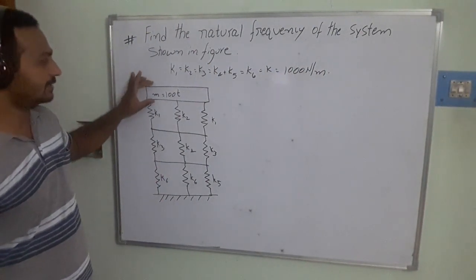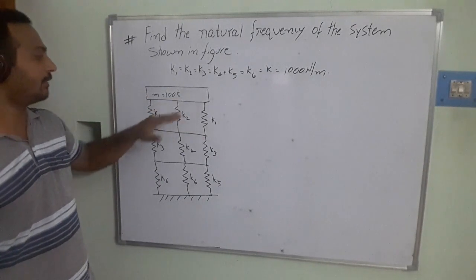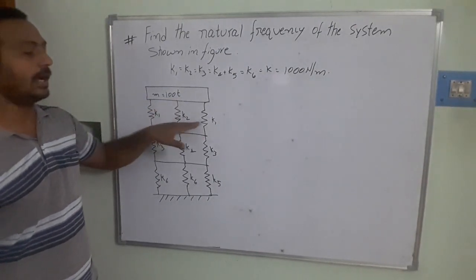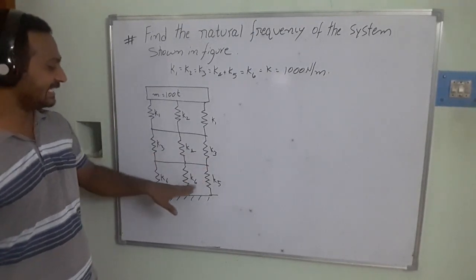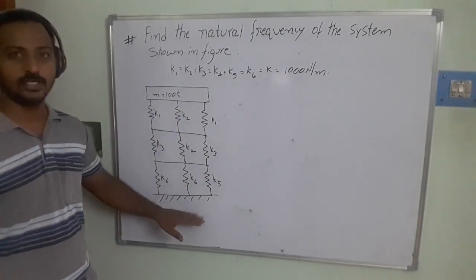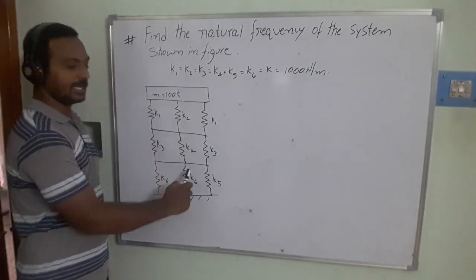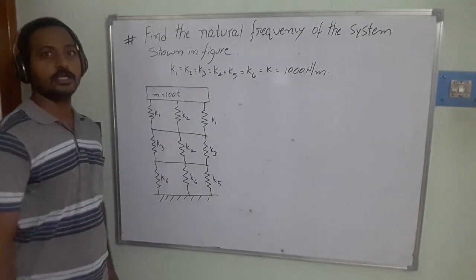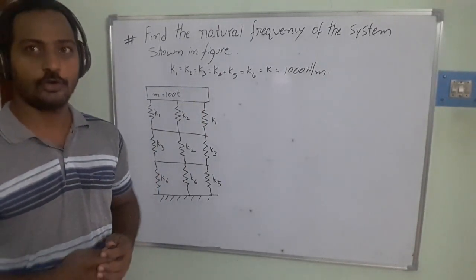So this is the mass, a 100-ton load is going to be acting on the system, and the springs K1, K2, K1, next K3, K4, K3, K6, K5, K6, K5 are the different springs they are going to be arranging. That means the total load, whatever is coming, is absorbed by the springs and given to the foundation. So in this case, we need to find out the natural frequency for this longitudinal vibration.